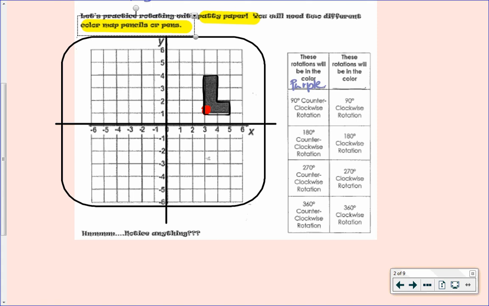Okay, what point are we at right now? The red point is what ordered pair? It's 3, 1. Okay, that's where we're at. Are we good? All right, so when you rotate using your patty paper, whatever color you're using, you're going to place it on the origin to hold your paper down. Are we good? So go ahead and do that.